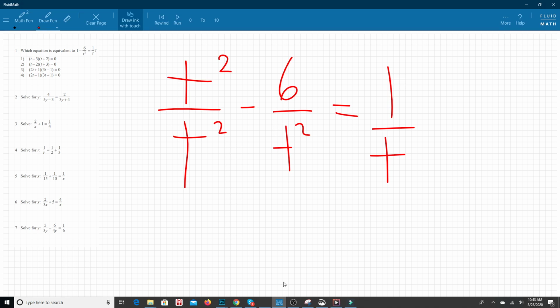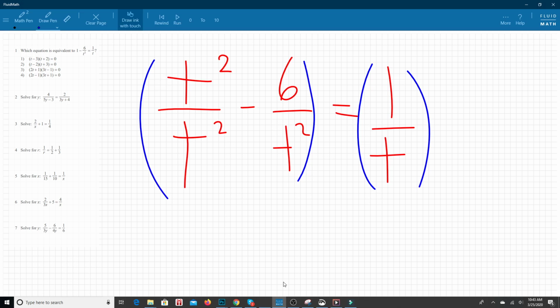So if I want to be able to process this, we're going to multiply both sides by the common denominator of t squared. Because what I want to do is get rid of these fractions. These fractions are annoying. So if I do this over here, again, this t squared gets canceled out, right?